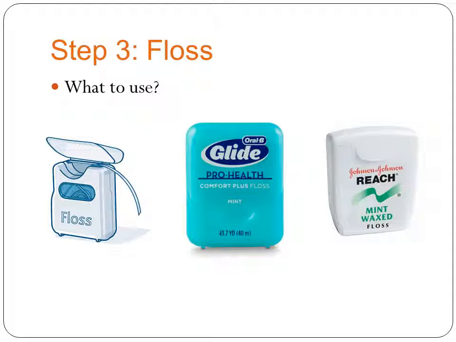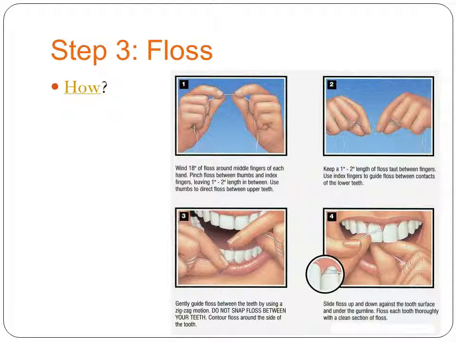How to do and with what? You will use floss. It could be waxed or unwaxed, scented or unscented. And how to do that? You will use 18 inches of floss, wrap it around your middle fingers, and pinch the floss between thumbs and index fingers. Leave 1 to 2 inches length in between, using the thumb to direct floss between upper teeth and the index finger to guide it in the lower teeth.